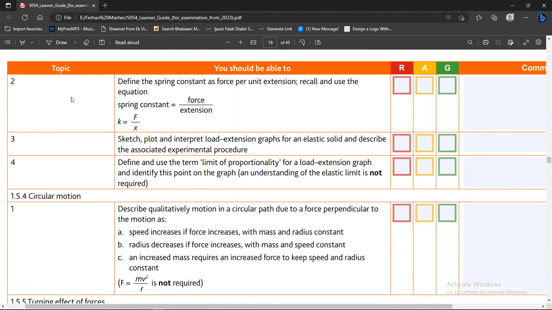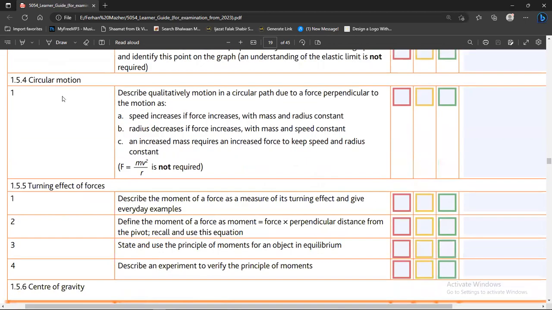Sketch, plot, and interpret a load extension graph for an elastic solid and describe the associated experimental procedure. Define and use the term limit of proportionality for a load extension graph and identify this point on the graph. An understanding of the elastic limit is not required.